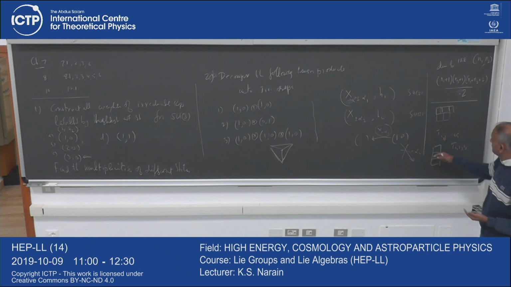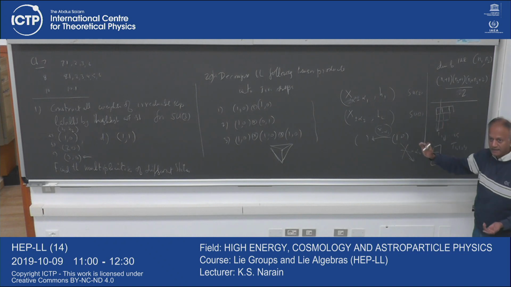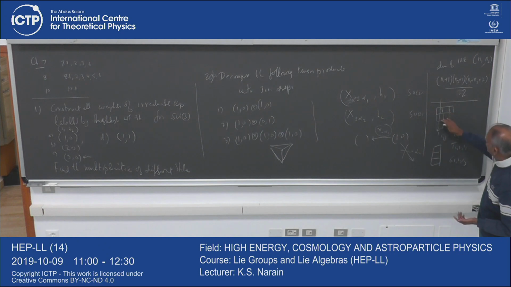So for SU(3), the maximum you need is 2 rows. You don't need a third row, because if I have a third row, I can just remove it, because that's going to be a singlet. Epsilon ijk is going to be proportional to epsilon ijk. So you can just stay with 2 rows.